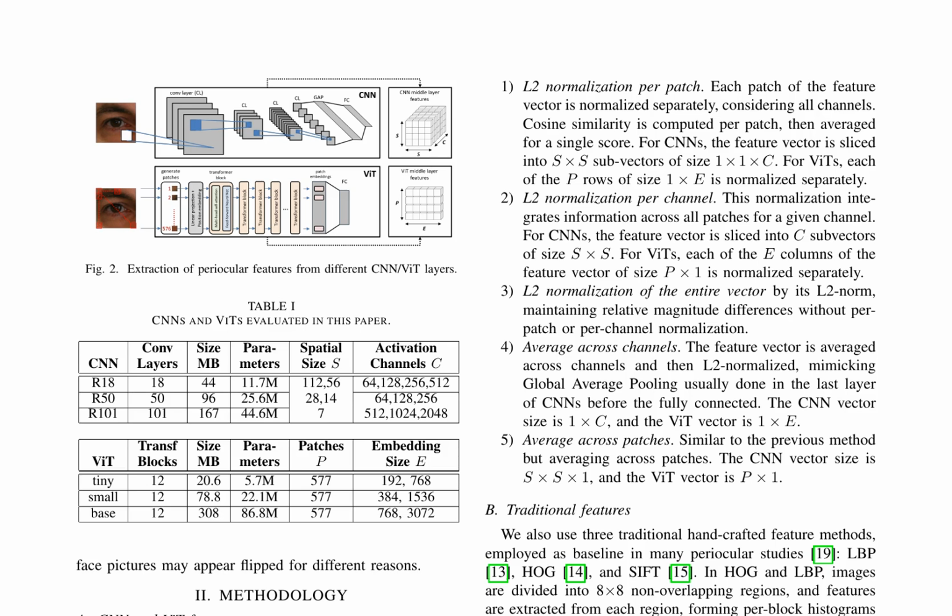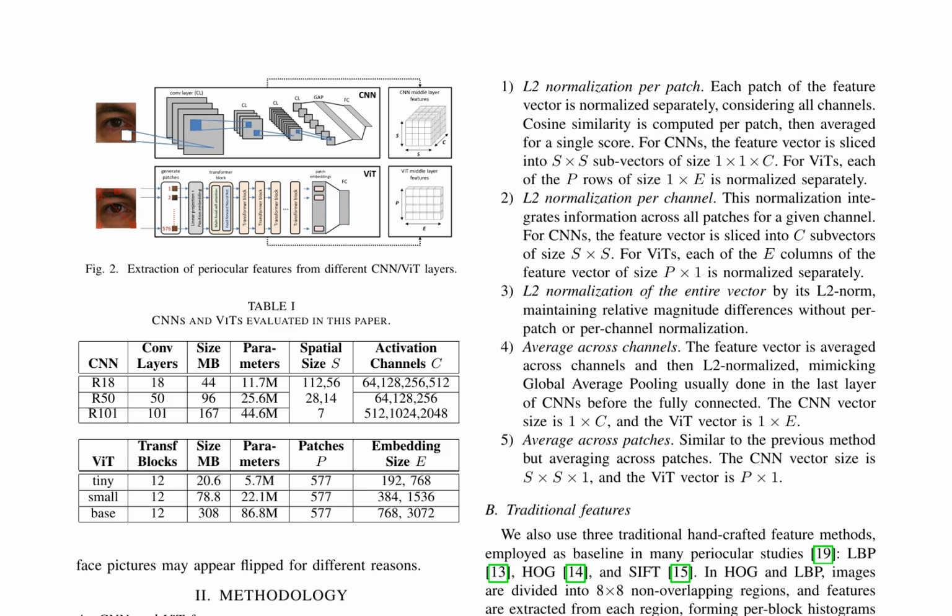The authors propose a methodology for extracting periocular features from convolutional neural networks, CNNs, and vision transformers, ViTs. They utilize 3 CNNs, R18, R50, and R101, and 3 ViTs, tiny, small, and base, with varying parameters and depths to extract features from periocular images. The features are extracted from intermediate layers of each pre-trained model, resulting in 3D tensors for CNNs and 2D tensors for ViTs. The parameters of each model are detailed in Table I, including the number of convolutional layers, activation channels, and embedding sizes. Features are extracted from all layers, excluding the last layers, which typically involve global average pooling or fully connected layers. The extracted features are compared pairwise using cosine similarity, a common method in biometrics.